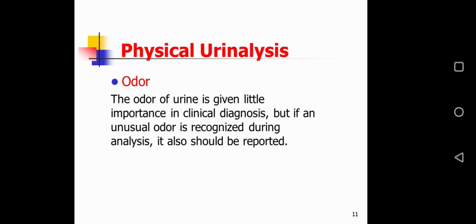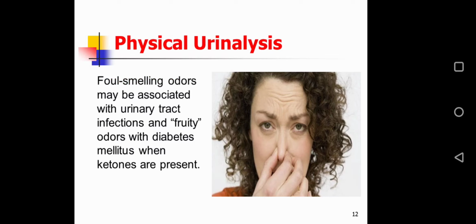Now, let's look at the first part, physical urinalysis. We should observe the color, clarity, then smell its odor if necessary. We also should measure its volume, for example, the 24-hour urine sample. The odor of urine is given little importance in clinical diagnosis, but if an unusual odor is recognized during analysis, it also should be reported. Foul smelling odors may be associated with urinary tract infection and fruity odors with diabetes mellitus when ketones are present.